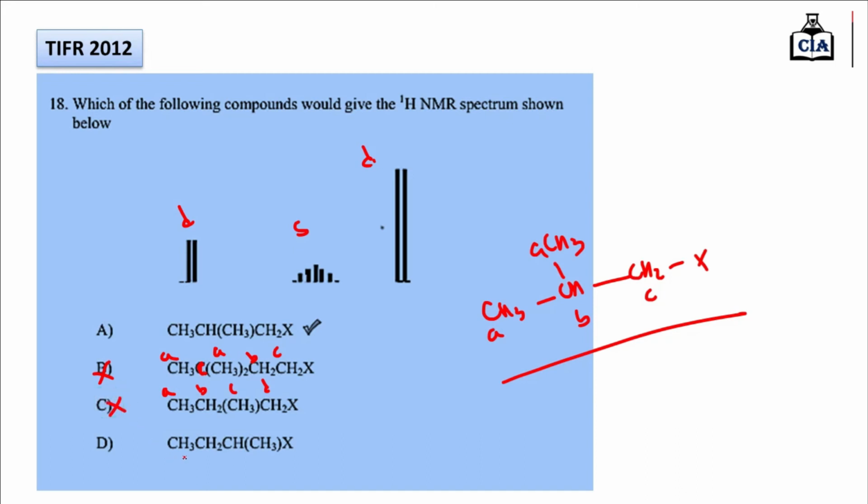If you look at option number D, there is A, B, C and D. So this is also containing 4 types of signal. This is also a wrong option. So our correct answer will be A. Now this CH3 will give, if you draw the structure of this option number A, this is the structure of this option number A.